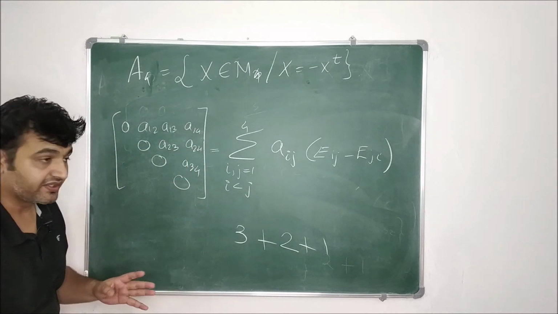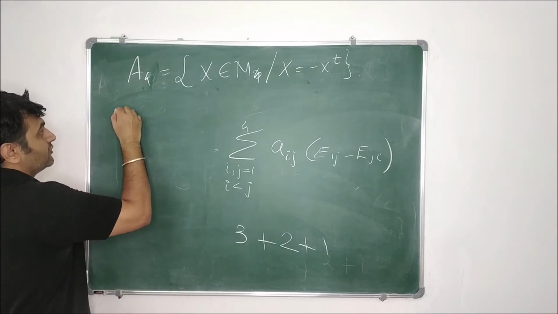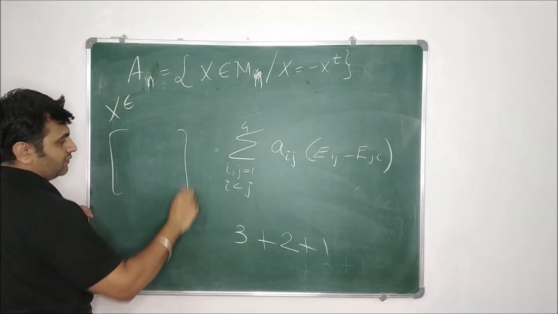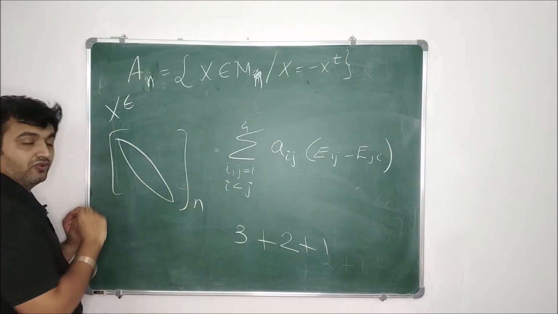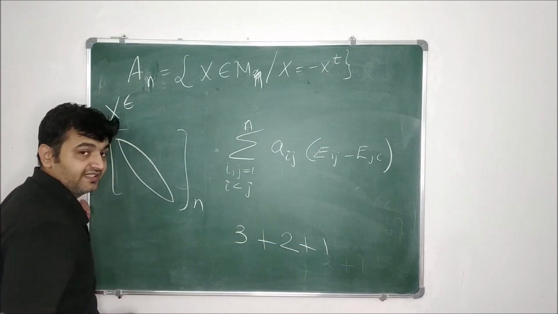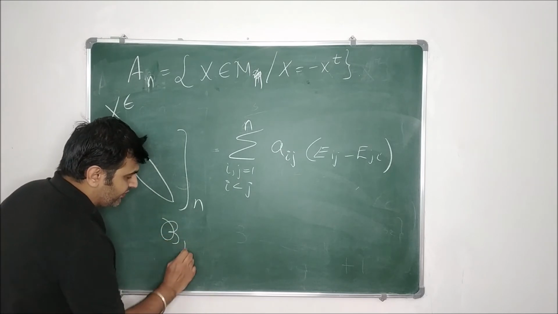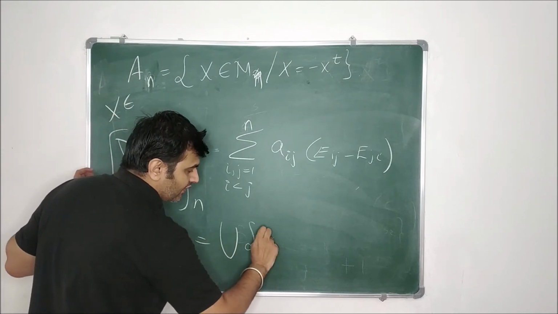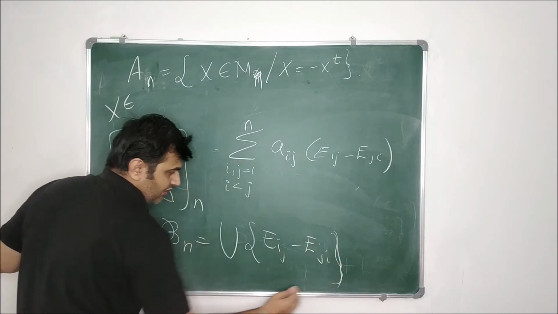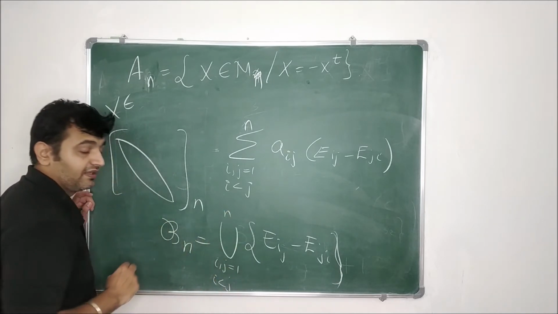Now in general, if you have a skew symmetric matrix of order n, and you take an element x of order n, all the diagonal entries are 0, and I and J will go from 1 to n, where I is strictly less than J. And therefore what will be the basis? The same idea: your Bn is the union of Eij minus Eji, where I and J are going from 1 to n and I is less than J.